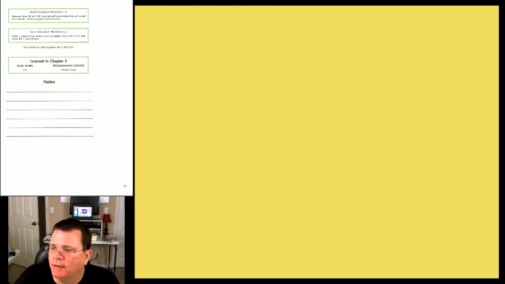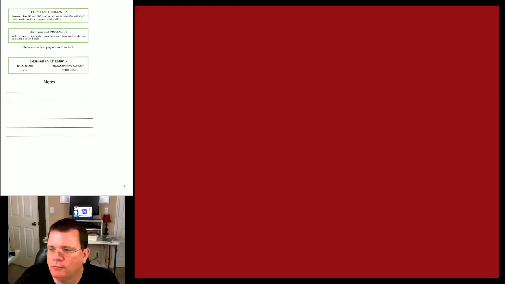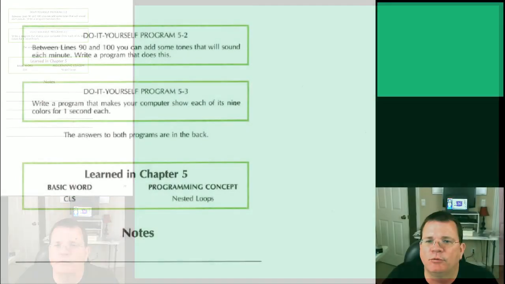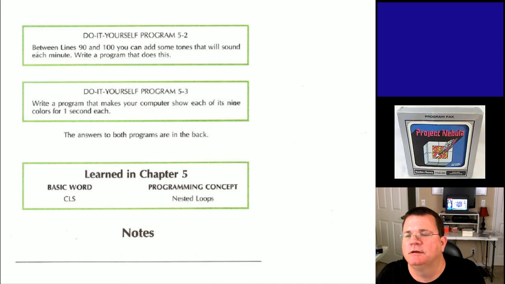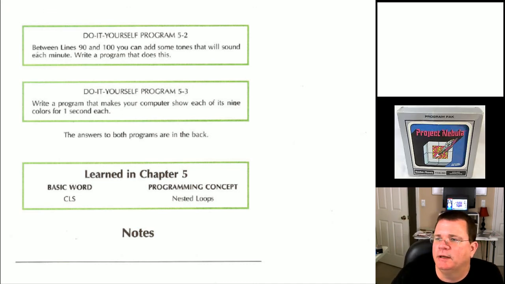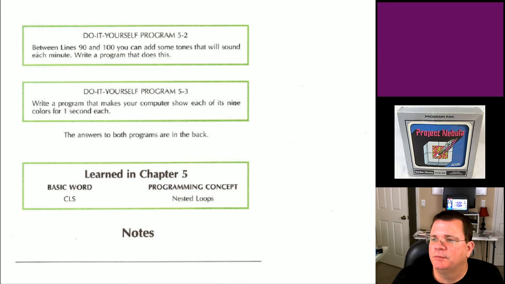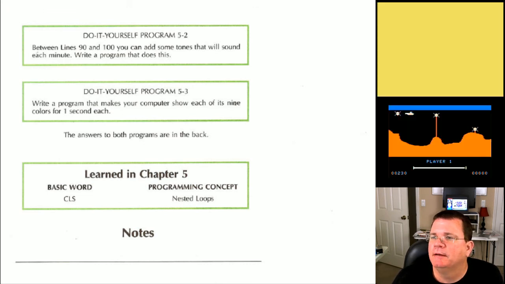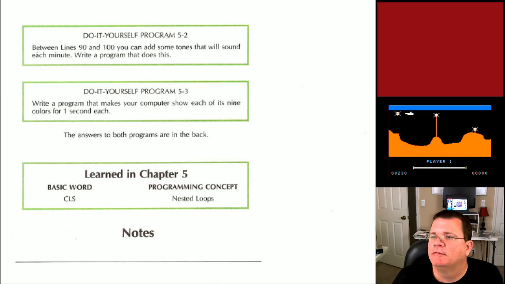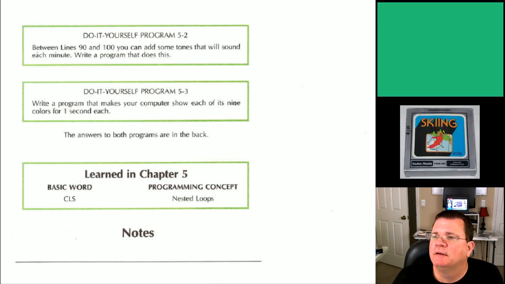So that was one of the DIY programs that it asked us to make, and that's pretty cool. That's not bad. We did it. Write a program that makes your computer show off each of its 9 colors for 1 second each. And if we wait till we get to black, we can count this again and see that it should be exactly 9. Black, 1, 2, 3, 4, 5, 6, 7, 8, 9, back to black. Yeah, there's your 9 colors, there's your 9 seconds.